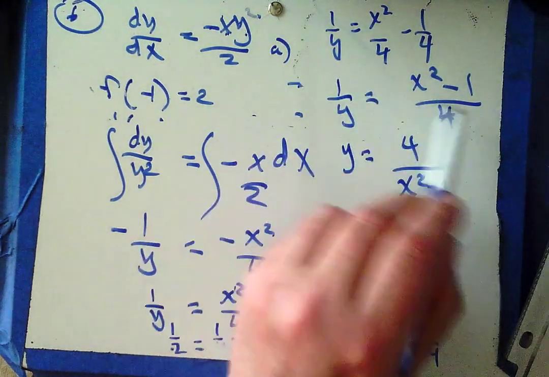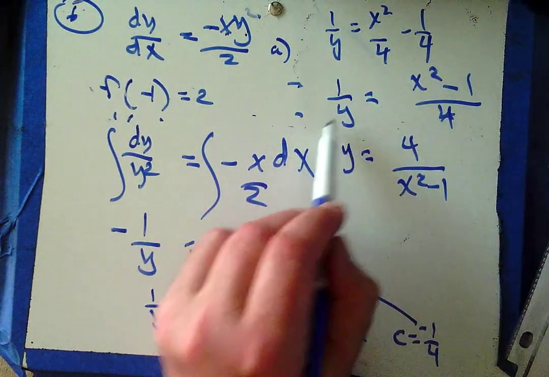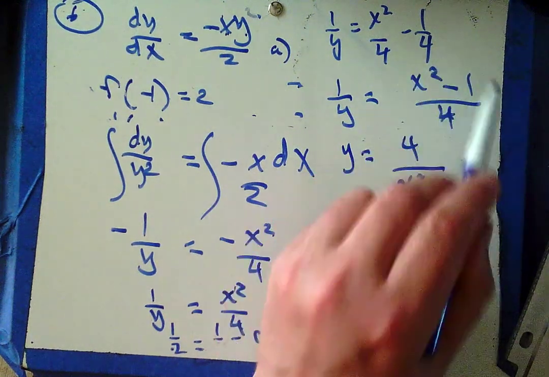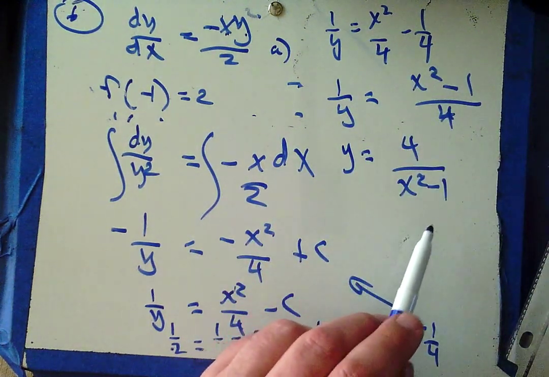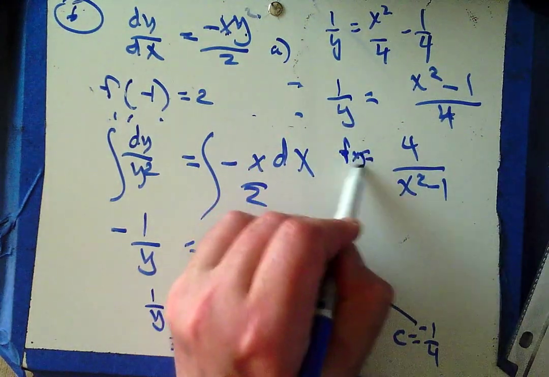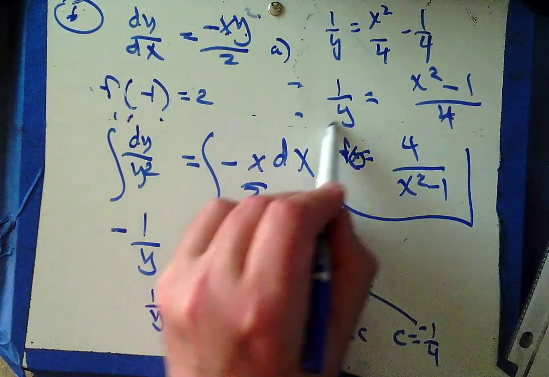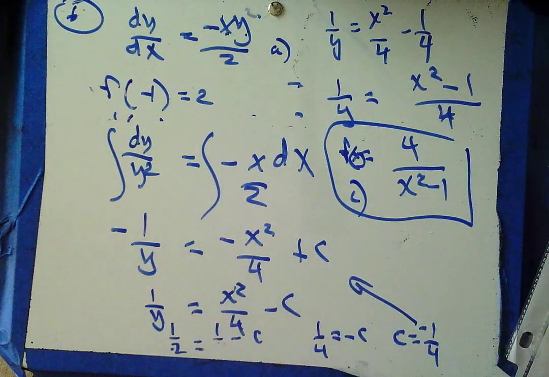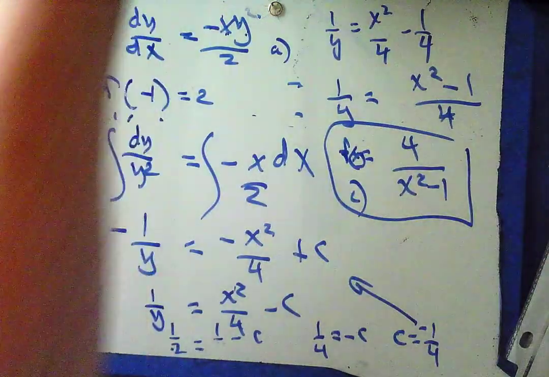You could always multiply both sides by 4, divide both sides by this stuff, and you'd end up in the same place. Here's our particular f of x solution. This is the end of part C. Okay, problem number 7. Says, consider this differential equation.